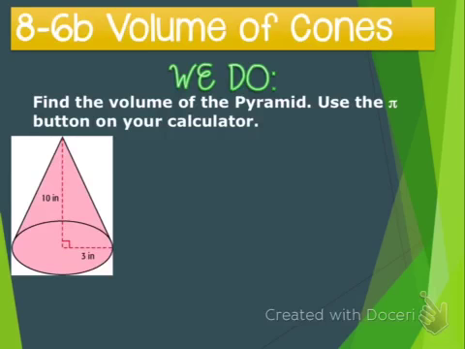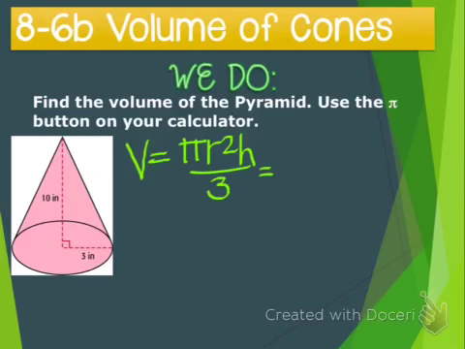So let's do an example together. We're going to find the volume of this cone. We're going to use the pi button on the calculator when we do our calculations. So the first thing that we need to do, let's go ahead and write down our formula. So we've got pi r squared h divide by 3. So our radius is 3. And our height is 10. They've given those to us. So let's go ahead and put our numbers in.